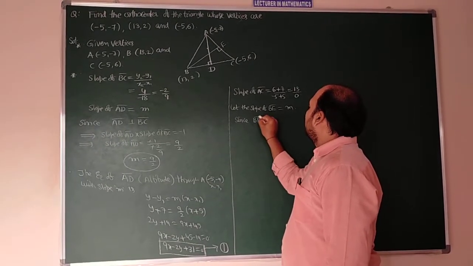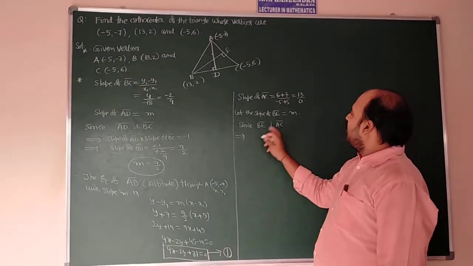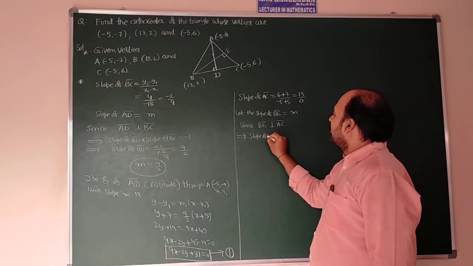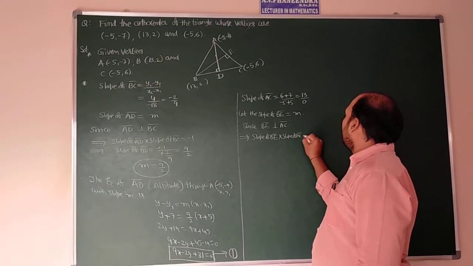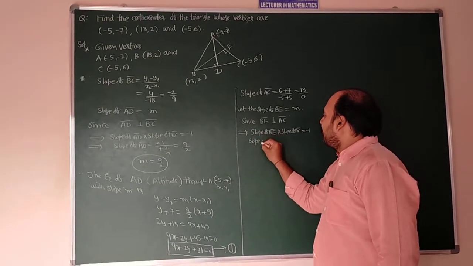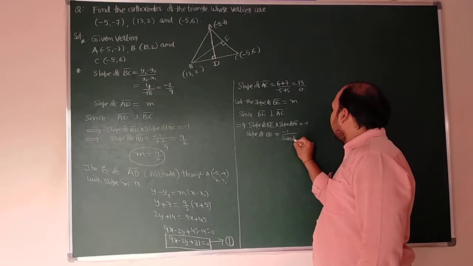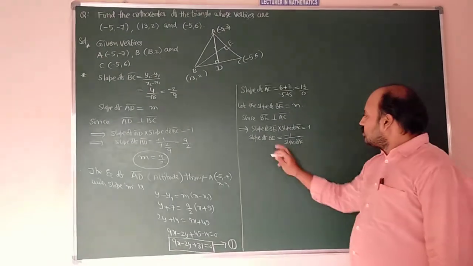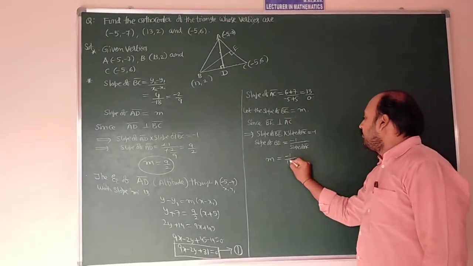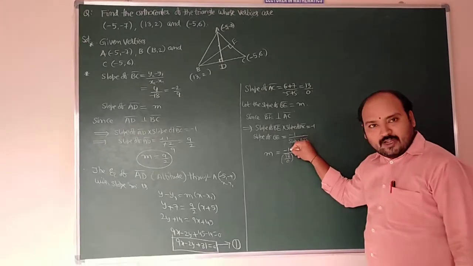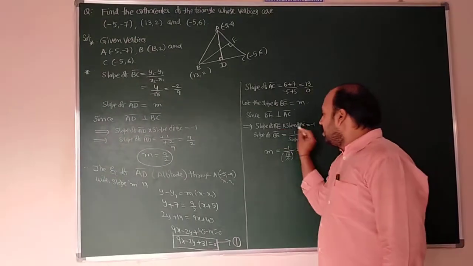Since BE is perpendicular to AC, that implies slope of BE into slope of AC is equal to minus 1. Therefore, slope of BE is equal to minus 1 by slope of AC. Slope of BE is equal to minus 1 by 13 by 0. Denominator of denominator will become numerator. So 0 into anything is 0. So slope of BE is 0.